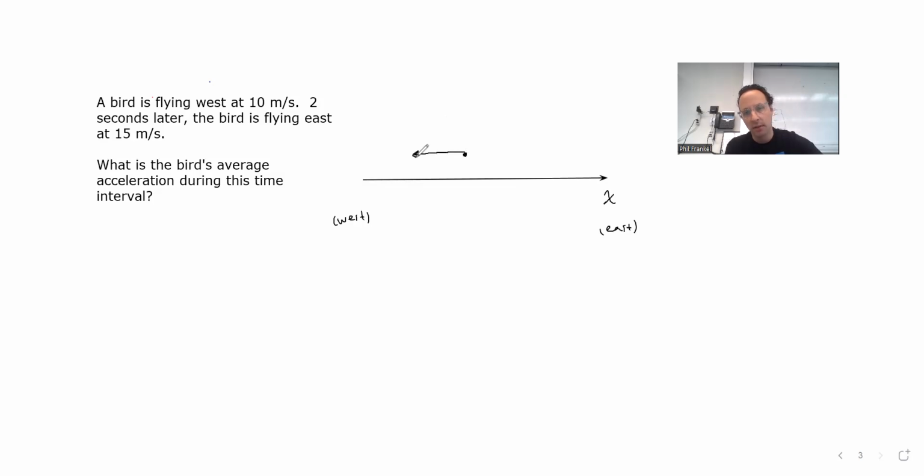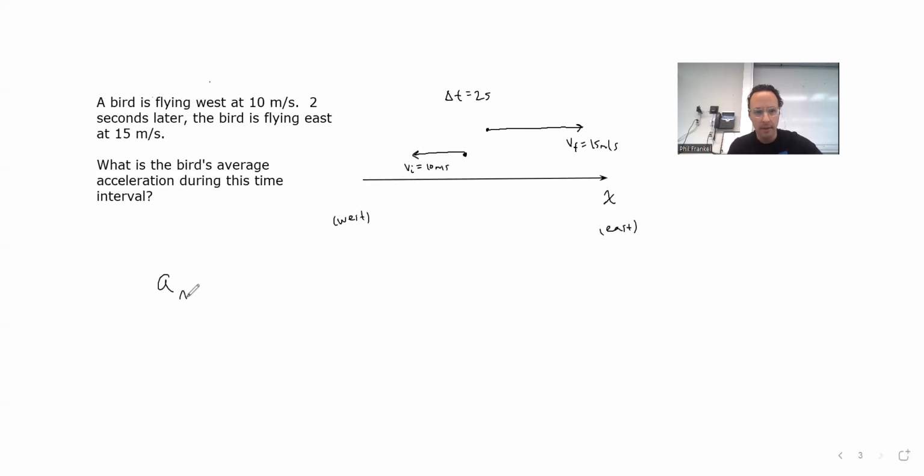I don't know where the bird is, but I'm just going to draw it somewhere, and its initial velocity is 10 meters per second. The arrow tells me that it's 10 meters per second west. And 2 seconds later, it's flying at 15 meters per second east. I don't know where the bird is located, but its final velocity is 15 meters per second east. All right, now what is its average acceleration during this delta t equals 2 second time interval of transition?